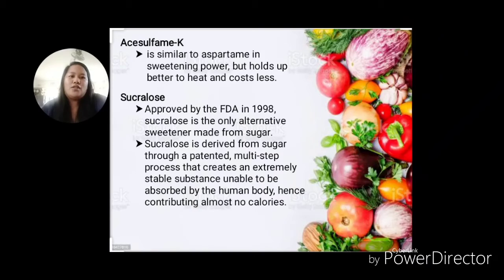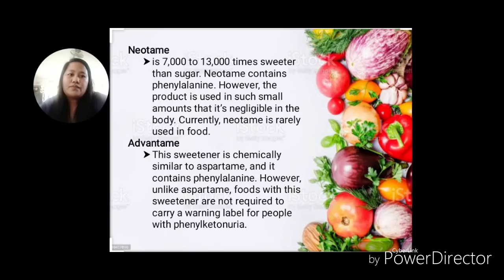Sucralose, approved by the FDA in 1998. Sucralose is the only alternative sweetener made from sugar. Sucralose is derived from sugar through a patented multi-step process that creates an extremely stable substance unable to be absorbed by the human body, hence contributing almost no calories.